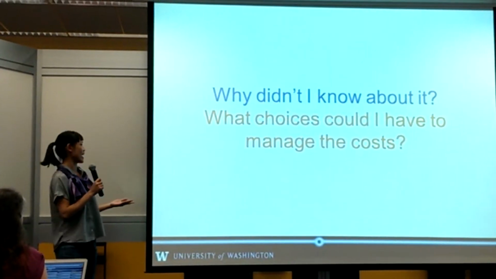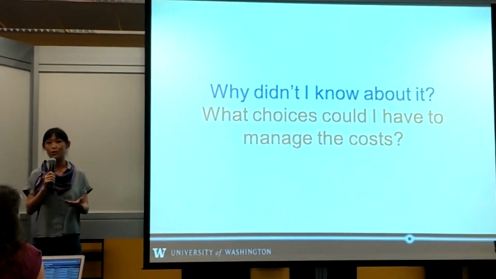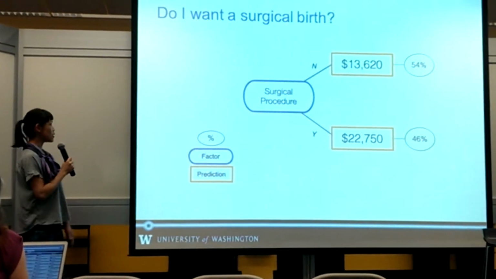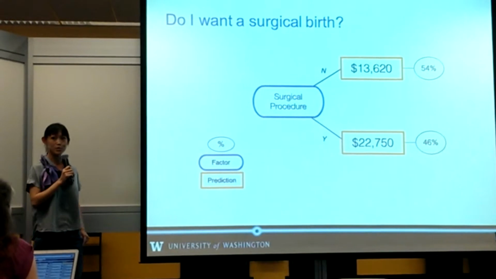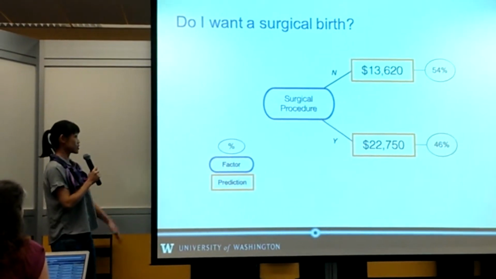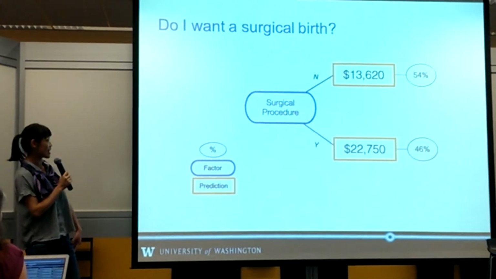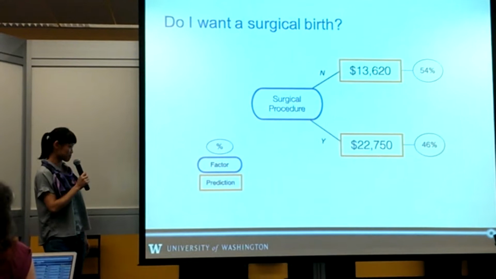And wouldn't it be great if I had some sort of predictive system that can guide me, walk me through the process of decision? So for example, I would like to know, do I want a surgical birth? How does that affect my hospital costs? If I opt for a surgical birth, I'm looking into a predicted price of 22,000. Otherwise, the predicted price will be 30,000 something.